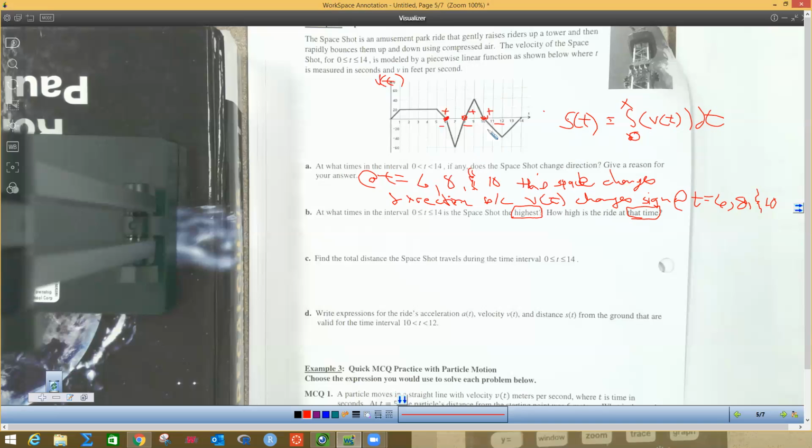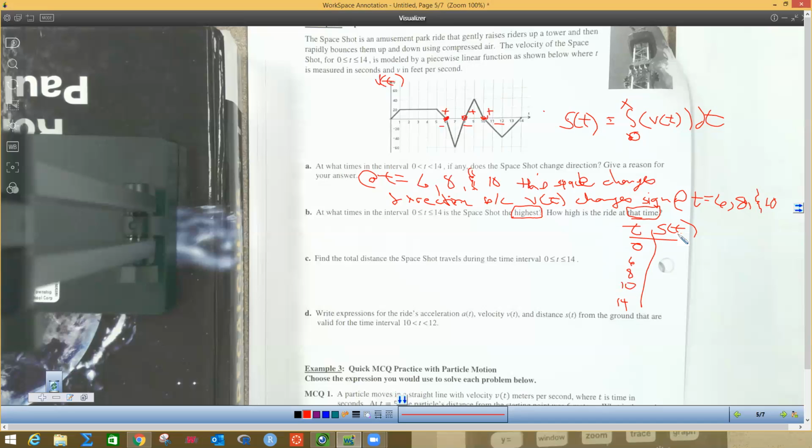I am looking for where this object is at its highest place. So this is where I'm going to have to do the areas to get position. It doesn't actually say to justify your answer, but the justification would be, where this is t and this is s of t, that 0 is a critical number because it's an endpoint. 14 is a critical number because it's an endpoint. And then the zeros that we just found, 6, 8, and 10, are critical numbers.